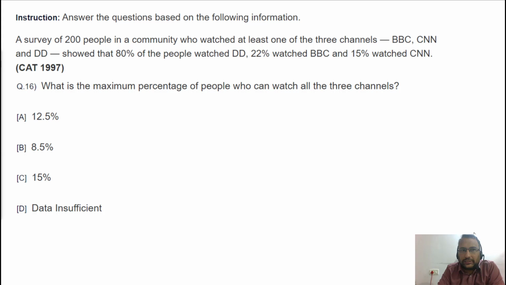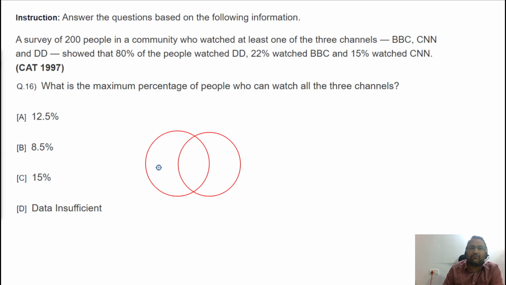Now the next question is from CAT 1997. Depending on the given data, there are two questions, question number 16 and 17. So total 200 people in a community who watch at least one of the three channels, BBC, CNN and DD, showed that 80% people watch DD, 22% watch BBC and 15% watch CNN. The question is, what is the maximum percentage of people who can watch all the three channels? So let's draw the Venn diagram over here.